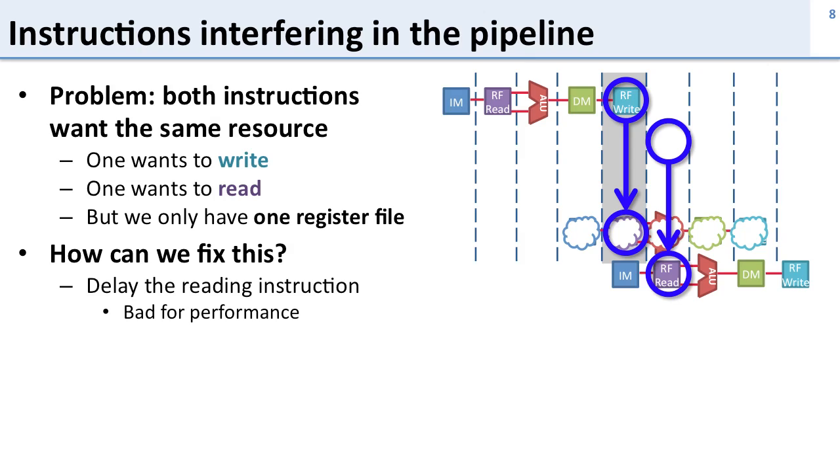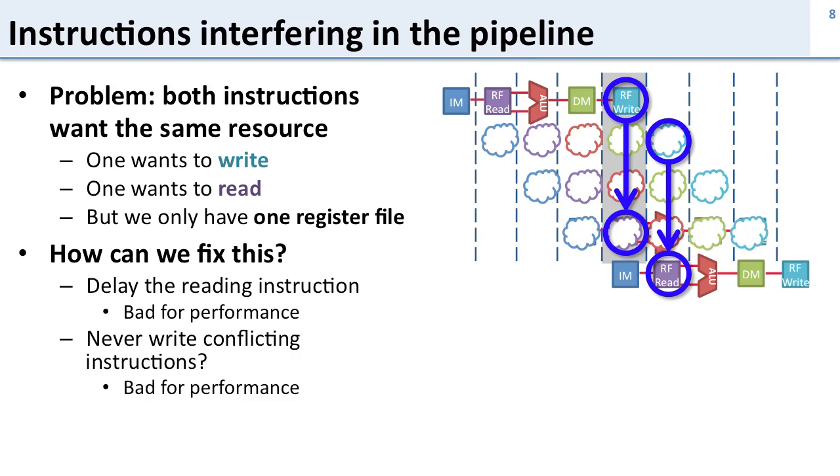And indeed, if you look at what's happening here, this read instruction is now going to interfere with the instruction after the first instruction. So if we want to take care of this problem by delaying, we're going to have to put in an awful lot of these empty bubble instructions in order to make sure we don't have any interference. So that will really hurt our performance.